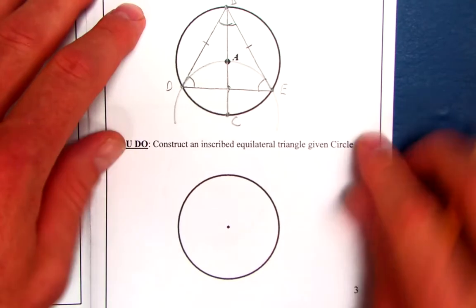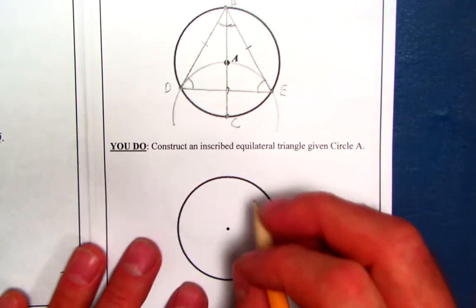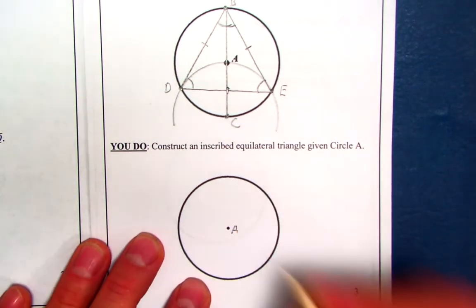All right, so your turn. Construct an equilateral triangle inside this circle. We're going to call it circle A again. We name a circle based on its center.